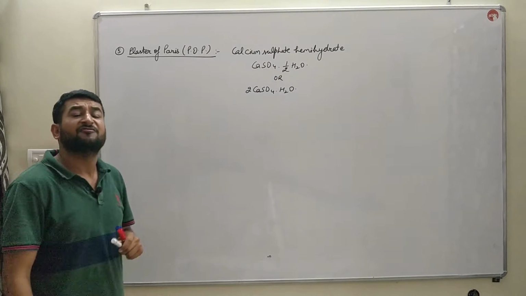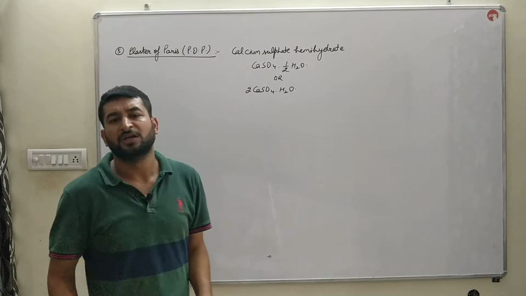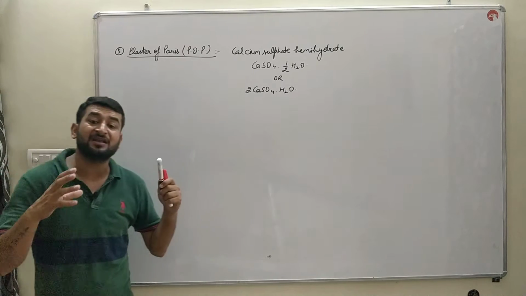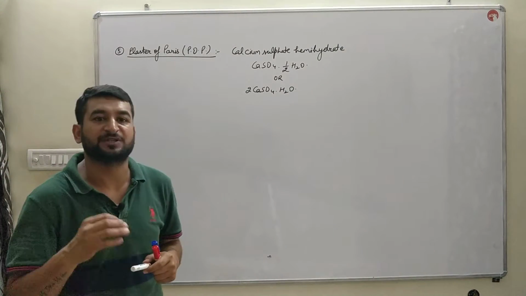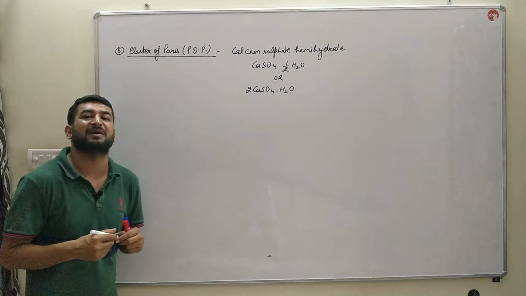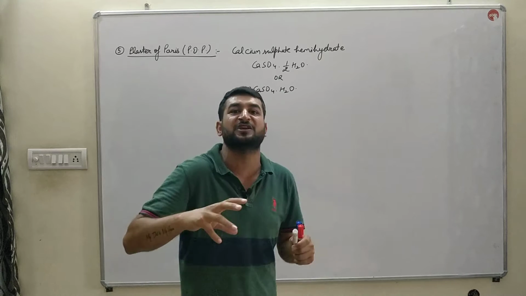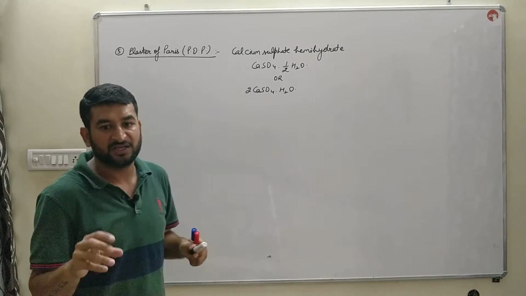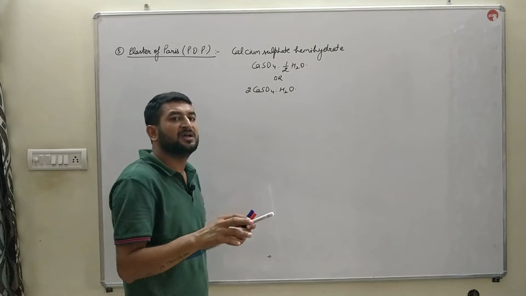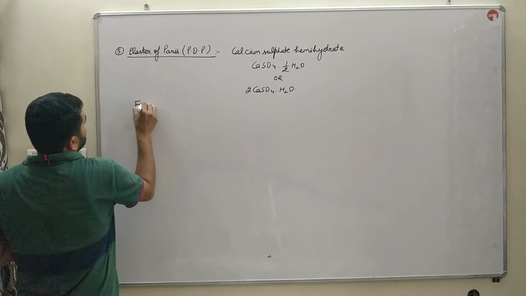Next, why is it called plaster of Paris? Because, children, the substance from which we obtain POP is gypsum, and there are a lot of gypsum rocks present in Paris. So the substance from which we prepare POP is in abundance in Paris. Due to that reason, this is named plaster of Paris.